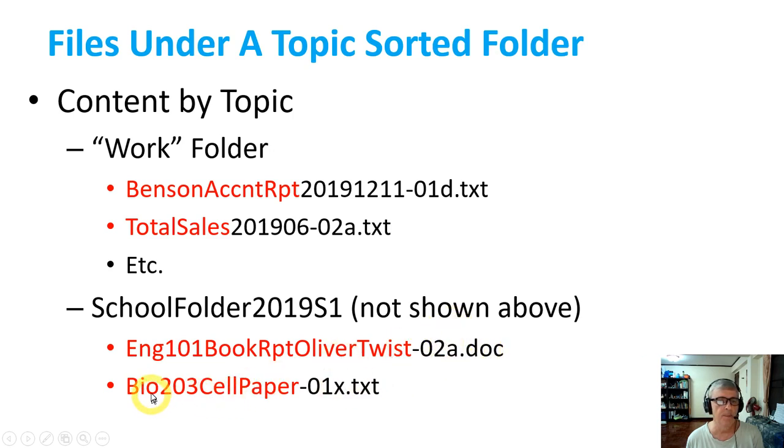It's a doc file. And then the next one would be Biology 203, and that's a paper on cells. And this is version 01X. We went through a lot of iterations. Okay, so those are files by topic or subject.